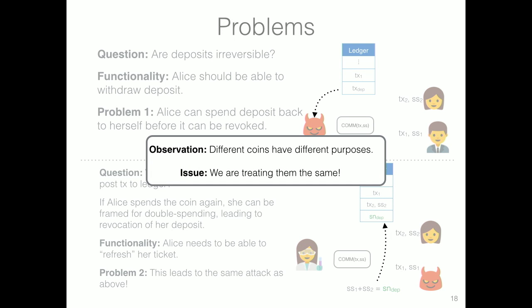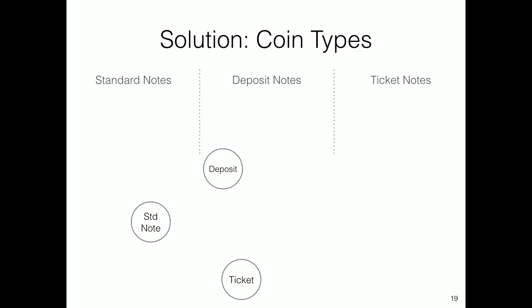And the key observation here is that we have different coins that serve different purposes in our system, but we're not treating them differently. So we have these deposits that are withdrawable, just like normal coins are withdrawable. And similarly, tickets can be withdrawn, just like normal coins can be withdrawn.